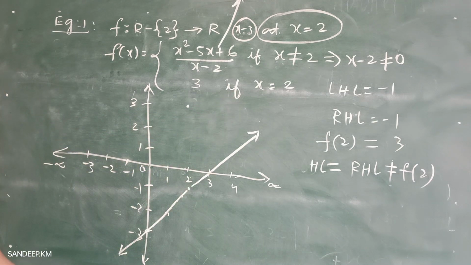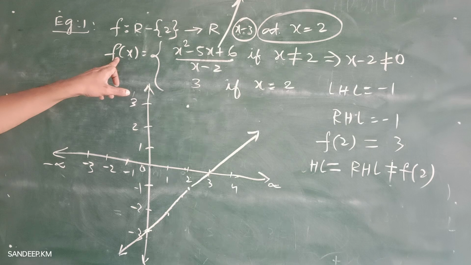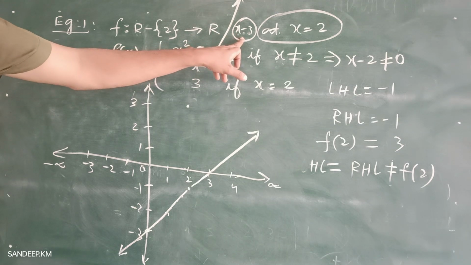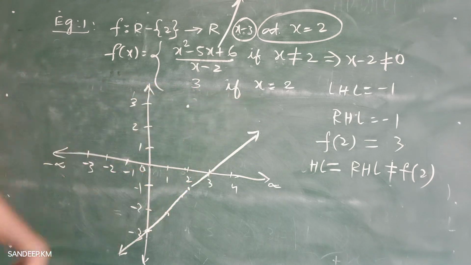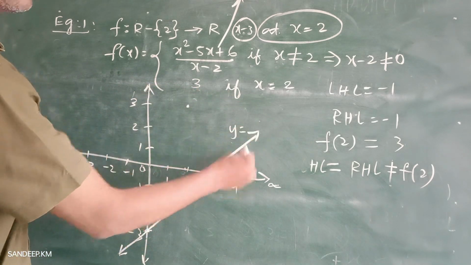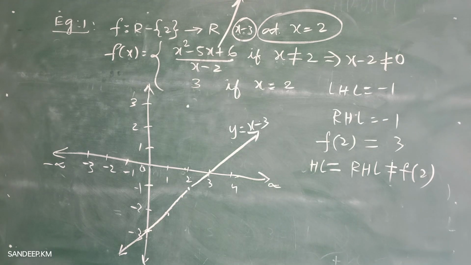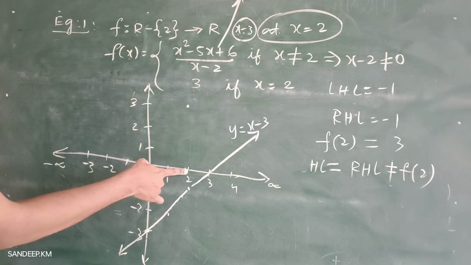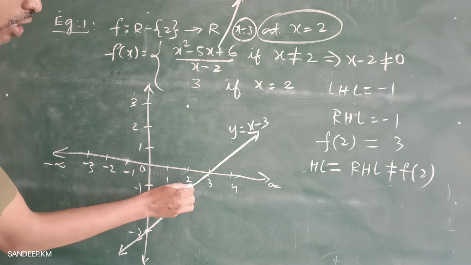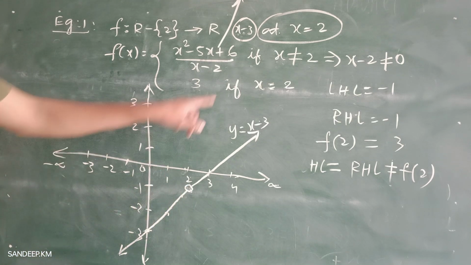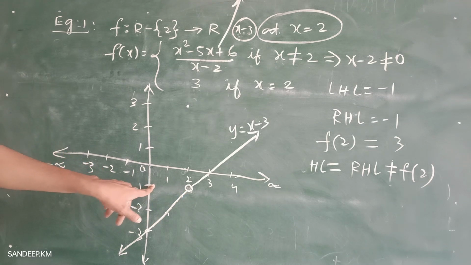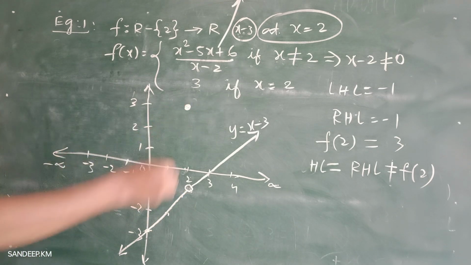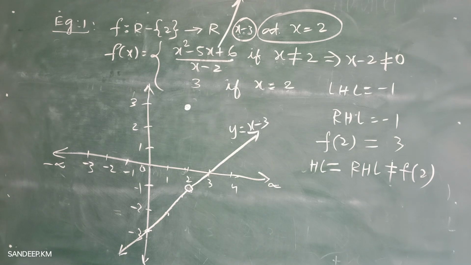All of you have learnt how to draw the graph of f of x is equal to x minus 3 in 10th standard, correct or not? y is equal to x minus 3. So this is the graph of y is equal to x minus 3, or f of x is equal to x minus 3. But the only thing is, when input is equal to 2, the output is not equal to minus 1, because I cannot use this function. When input is exactly equal to 2, the output is actually equal to 3. So please understand one thing.